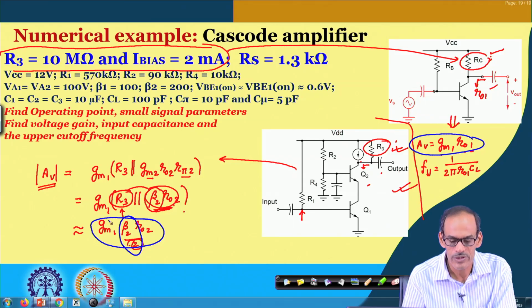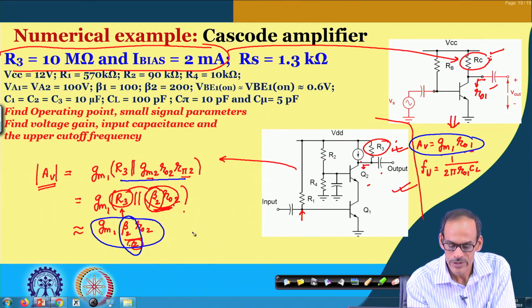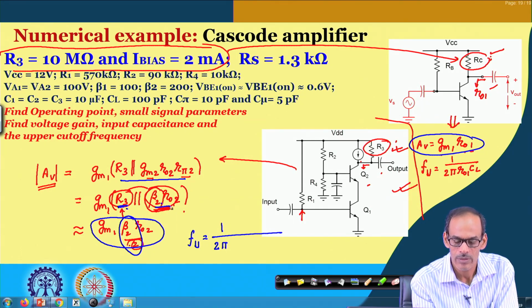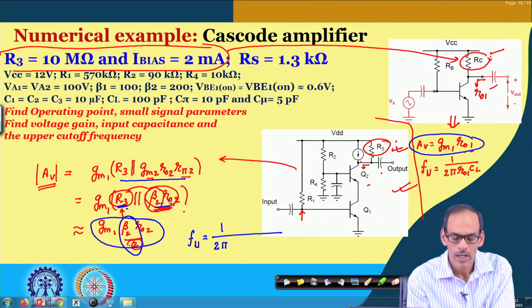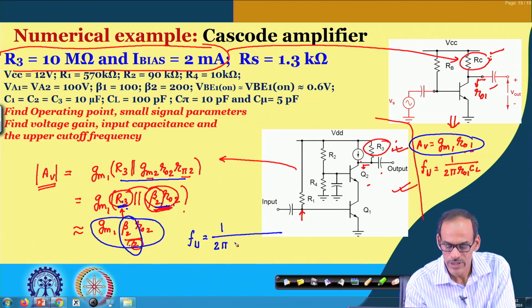On the other hand, of course, since the output resistance got increased, its cutoff frequency is 1 by 2 pi times the corresponding output resistance, which is the parallel connection of R 3 and beta into R O. And again, if I consider this R 3 in the order of beta into R O, we can say that this is beta into R O by 2 multiplied by C L.